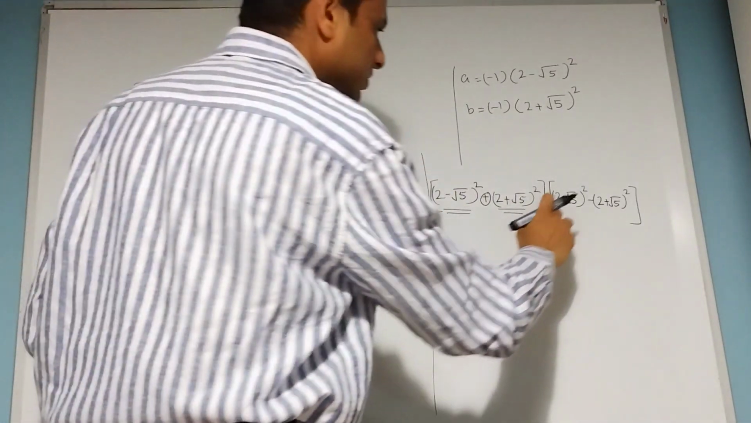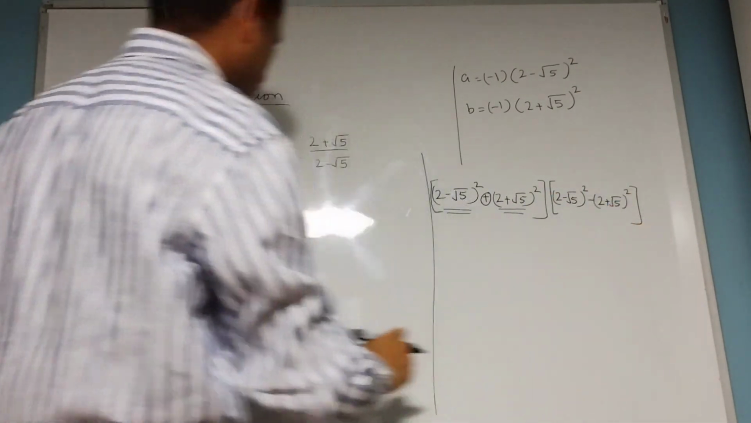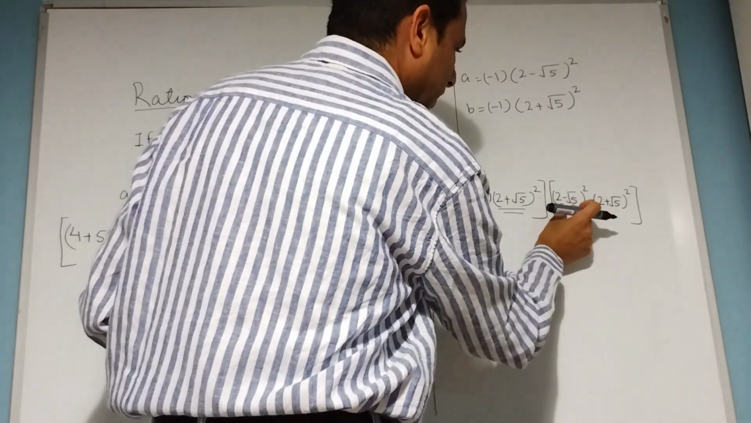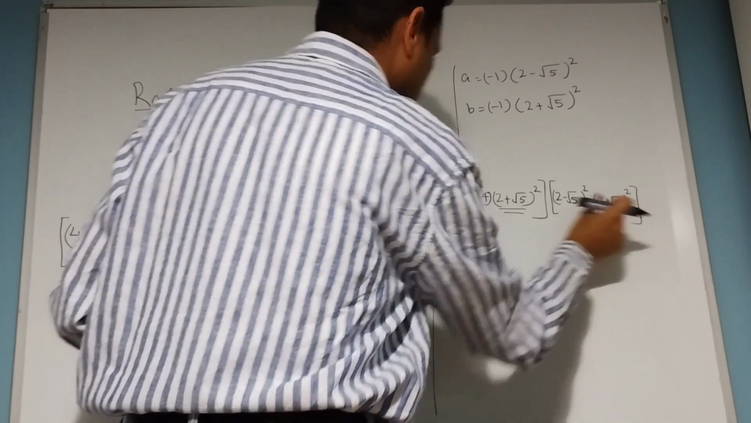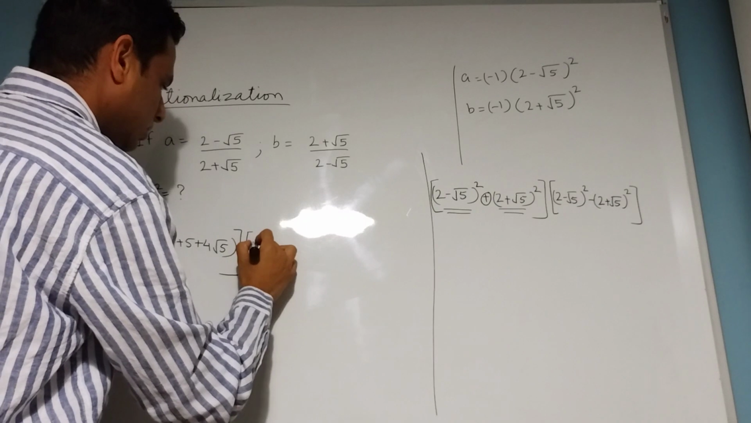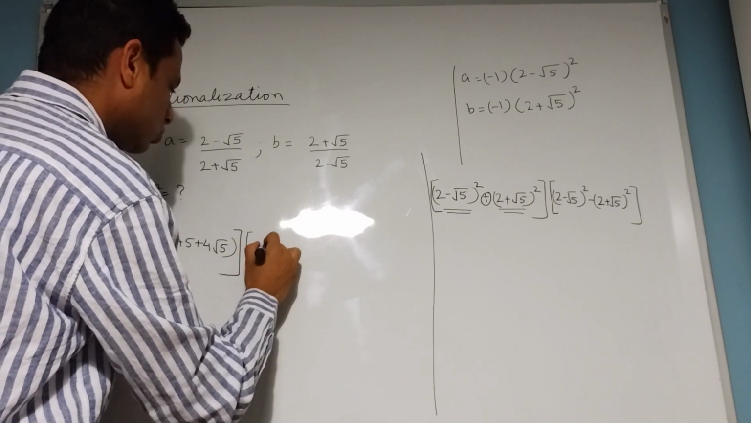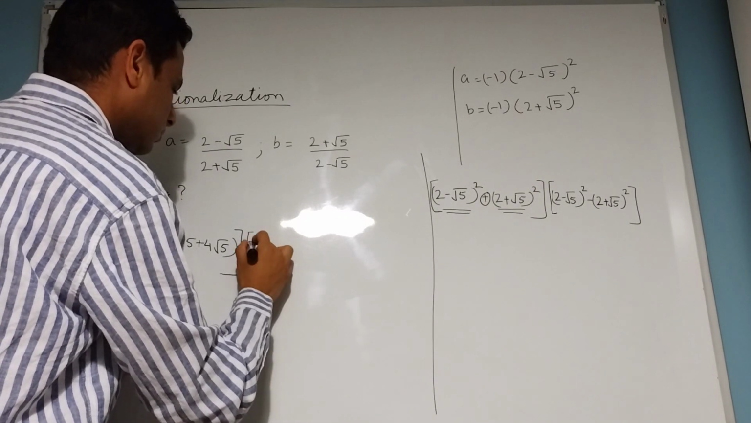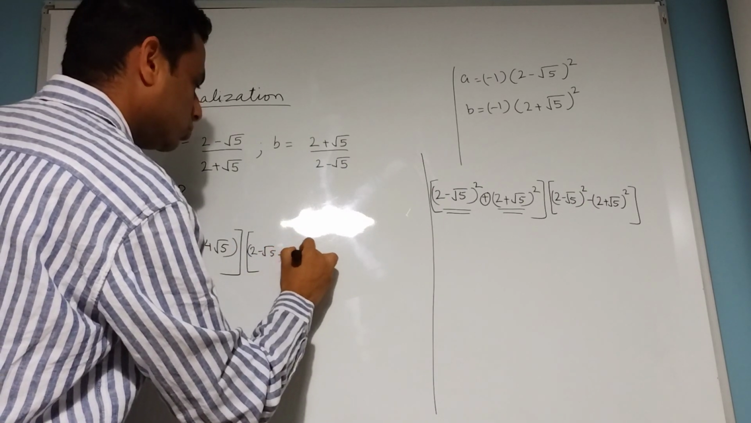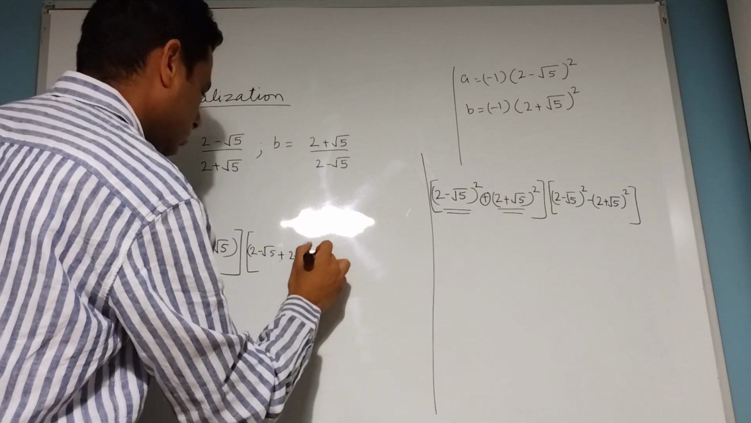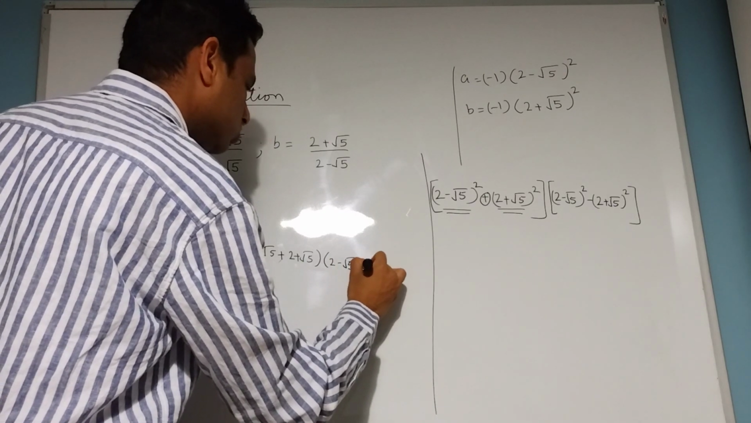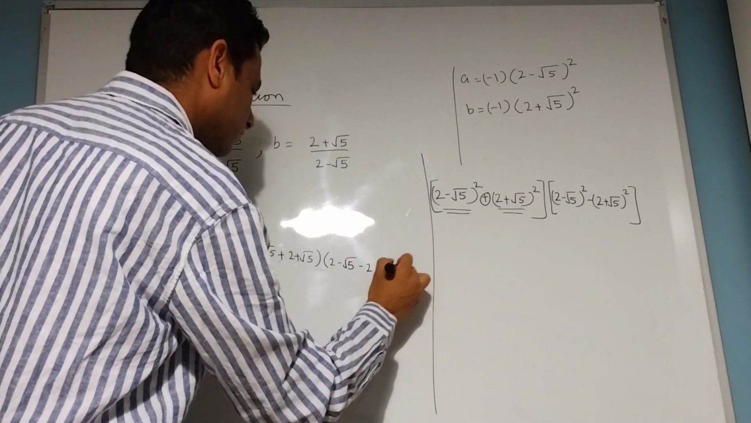We can further solve it as a plus b times a minus b. You can do that also. So this is a squared minus b squared, a plus b into a minus b. Instead of doing the squares here, you can use that technique. a plus b is 2 minus root 5. This is a plus 2 plus root 5 b times a minus b minus 2 minus root 5.